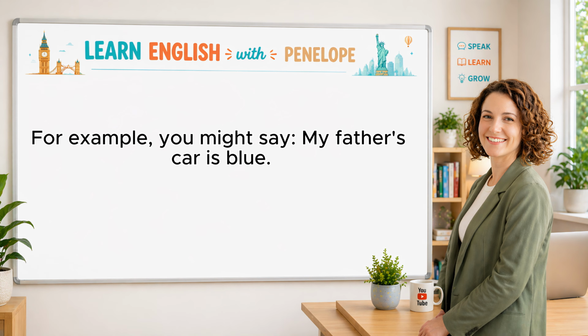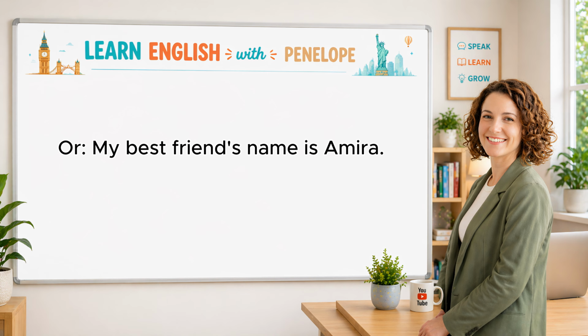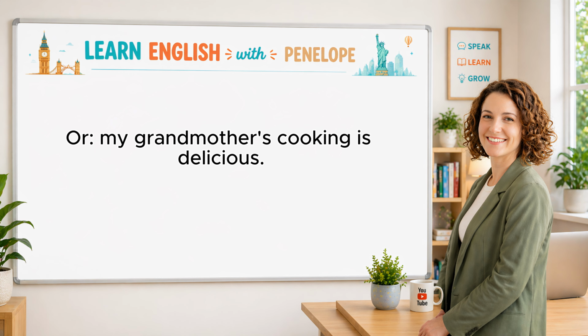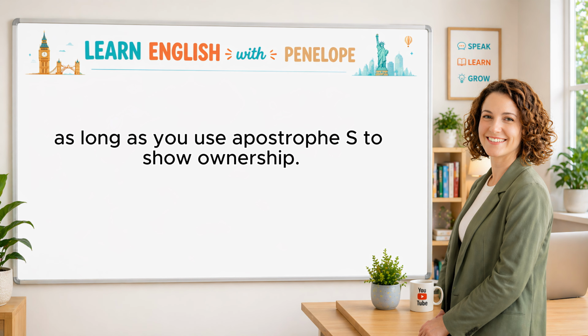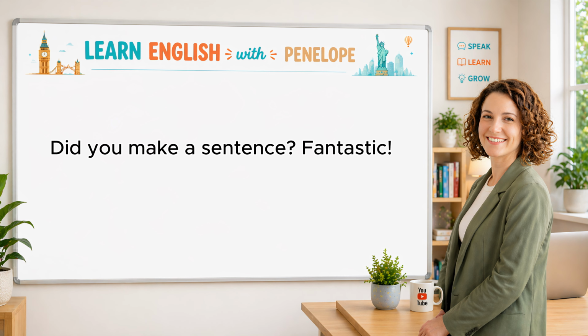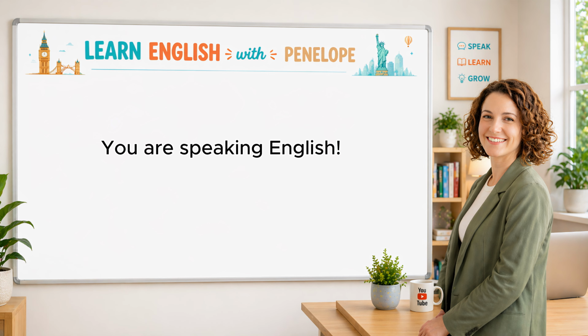For example, you might say, my father's car is blue, or my best friend's name is Amira, or my grandmother's cooking is delicious. Any sentence is correct as long as you use apostrophe S to show ownership. Did you make a sentence? Fantastic. You are speaking English.